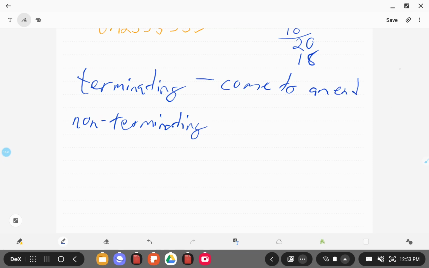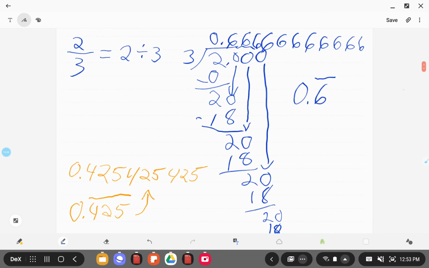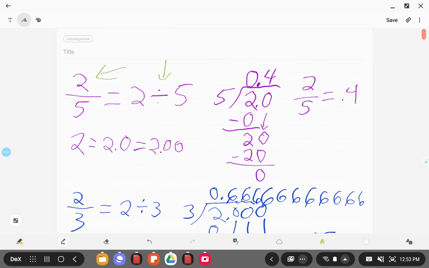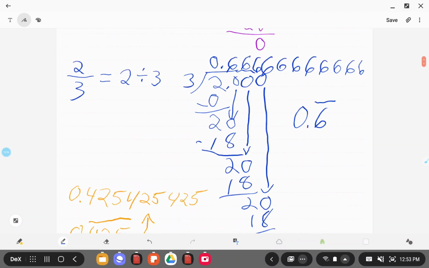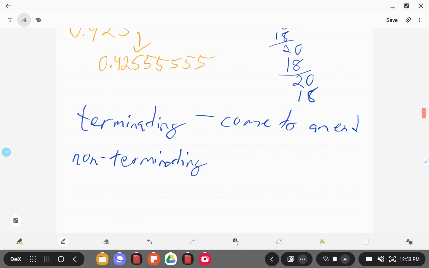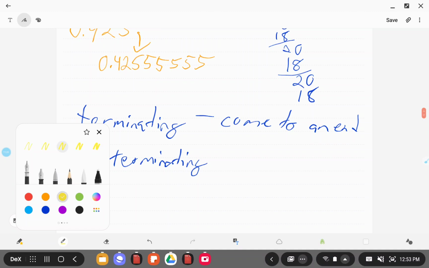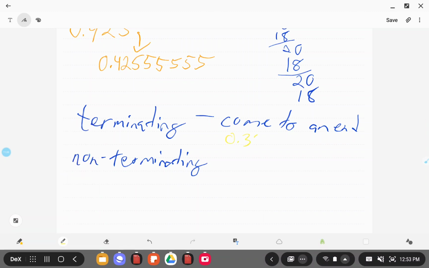Sometimes they can be pretty long. So in the example up at the top, we did 2 divided by 5, and we came out to 0.4. This is a terminating decimal, but it's also a really small one. Terminating decimals can get much larger than that. Sometimes you'll have stuff that has 5 or 6 decimals. You may have 0.35789, and then it just stops there abruptly, right?